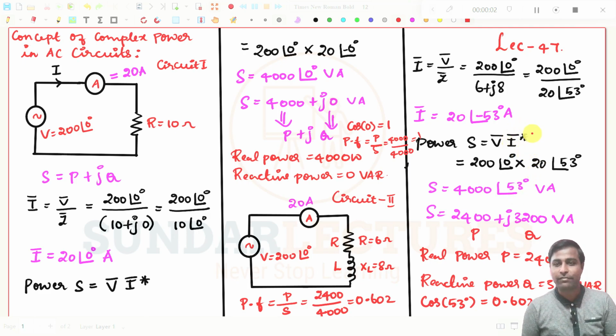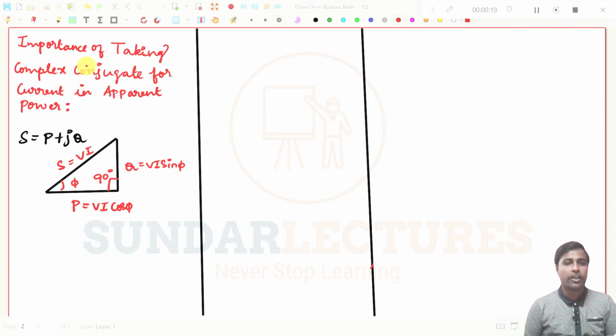See, I have taken I star. What is this star I have told you? This is the complex conjugate. Let us try to understand why we need to take the complex conjugate to find the apparent power. So, the importance of taking the complex conjugate for current in apparent power, that is what we are going to see now.